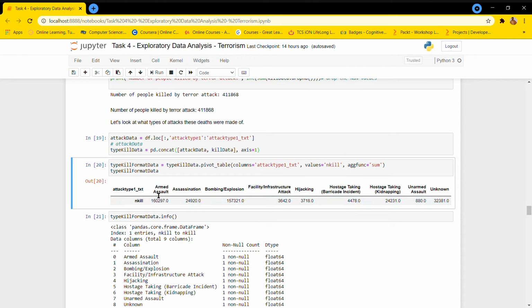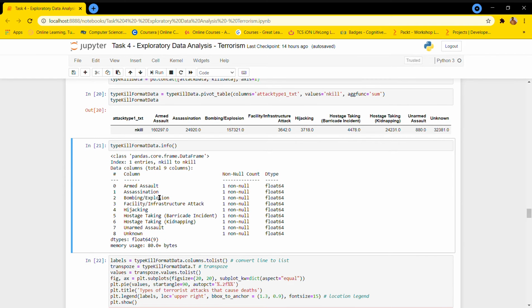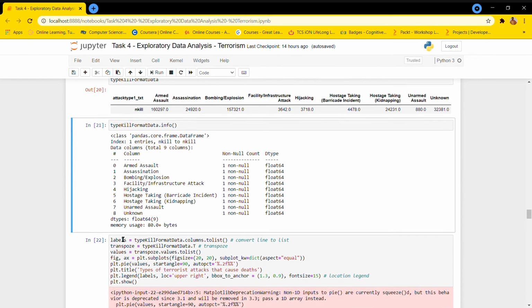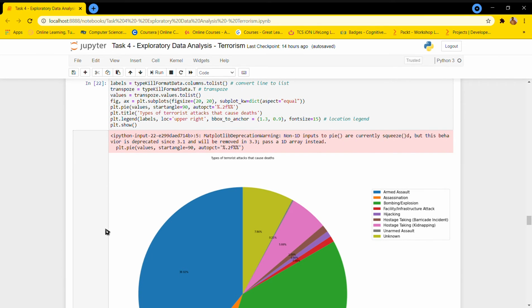Assault, armed assault, assassination, bomb explosion: these are all the attack types given in our dataset, and these are the number of kills. Basically, we have the highest number of kills in bombing and explosion. So this is the attack type and kills data info. You can check this. I plotted a graph.